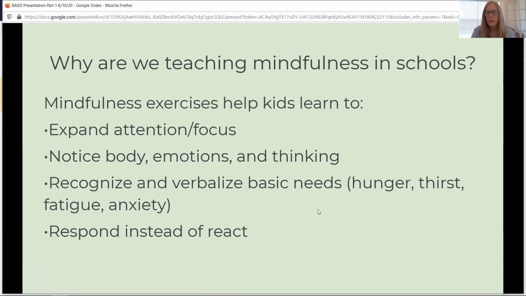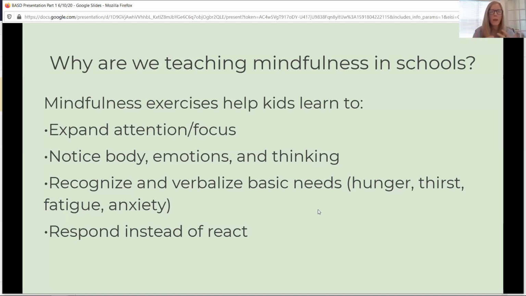Mindfulness helps kids to pay attention and to focus, which can be really helpful in school. They're constantly told to pay attention, and mindfulness can actually teach them how to do that. And we're also really building self-awareness. So we want them to notice their feelings as they're having them, not just pushing away uncomfortableness.